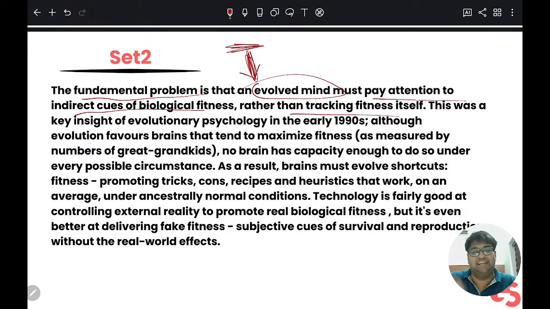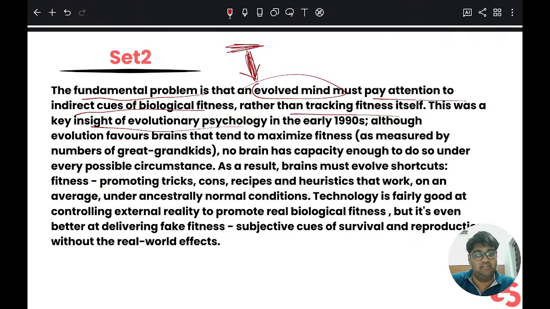Now he's getting a bit sarcastic. Every day I've seen people with that Whoop band on their hands, and they track their sleep, their heartbeat, everything, but they don't know whether they would pant if they ran 2 kilometers or whatever. They don't know about the biological reality. Everything is app related. This was a key insight of evolutionary psychology in the 1990s.